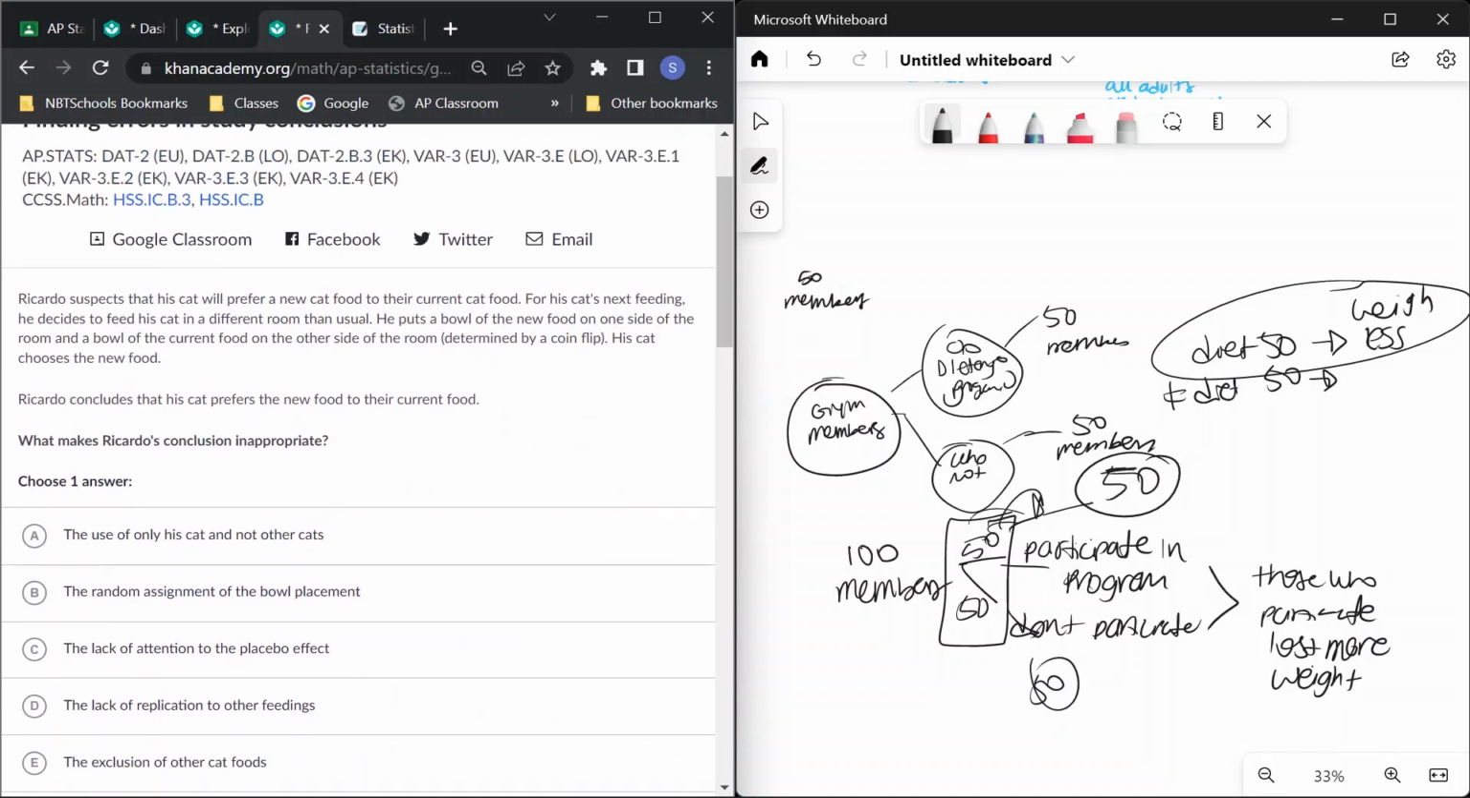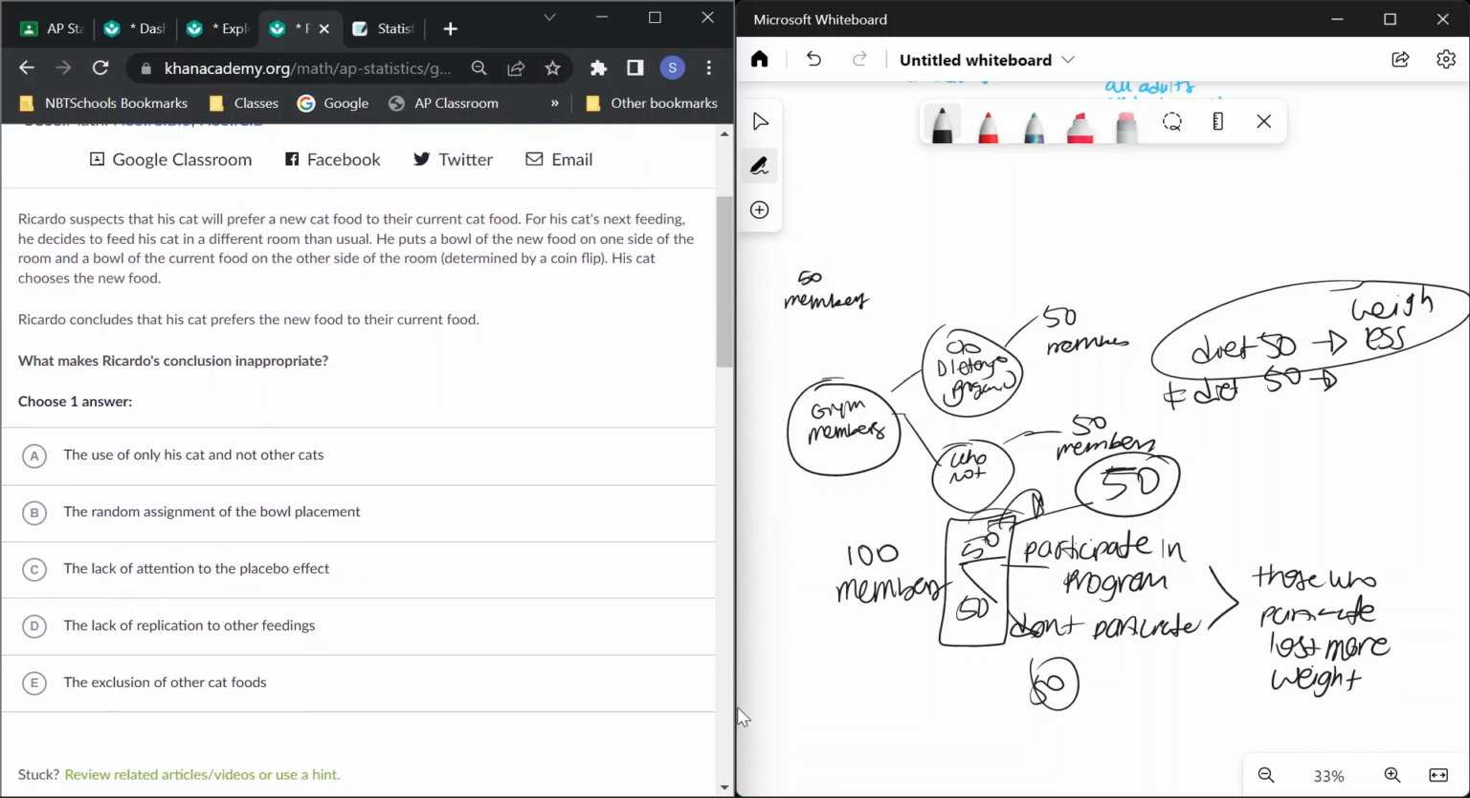Okay. Ricardo suspects that his cat will prefer a new cat food to their current cat food. For his cat's next feeding, he decides to feed his cat in a different room than usual. He puts a bowl of the new food on one side of the room and a bowl of the current food on the other side of the room, determined by a coin flip. So the treatments are randomly assigned. His cat chooses the new food and prefers the new food to their current food.